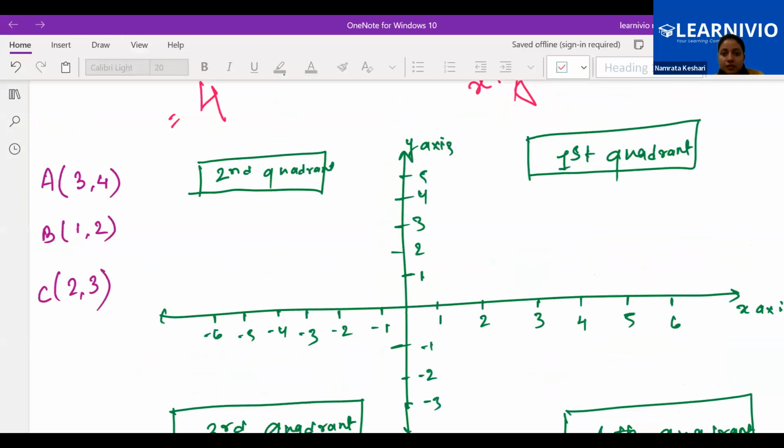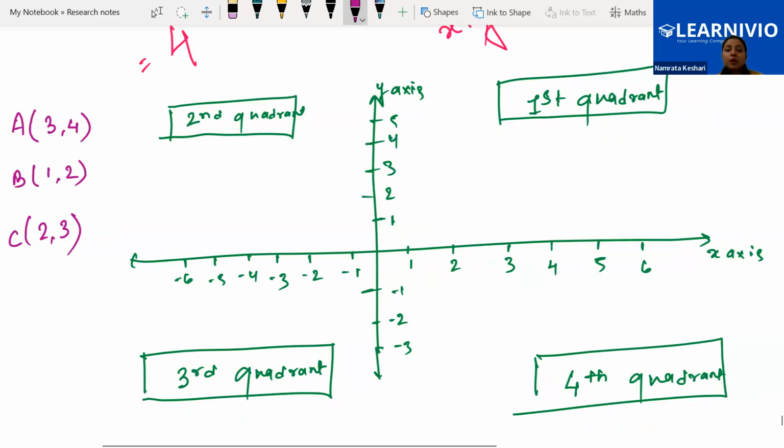Ma'am, first quadrant. Everyone saying first quadrant. Furkan, Hanan. Yes. Samia, Sara. Yes, ma'am. Okay, Shad, everyone saying first quadrant. So yes, A will lie in the first quadrant.